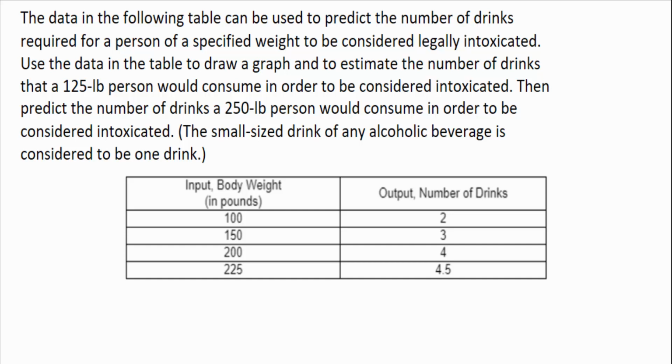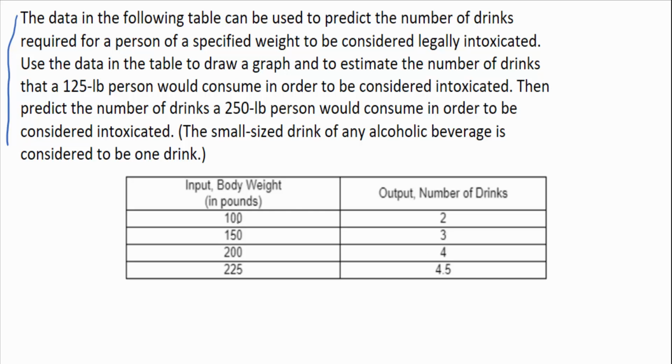In this example, I just want to talk about one of your homework problems. They give you a table. You can pause the video and read all this on your own. I will just summarize it for you. They give you a table where the input is the body weight of a person and the output is the number of drinks it takes to make that person legally intoxicated.